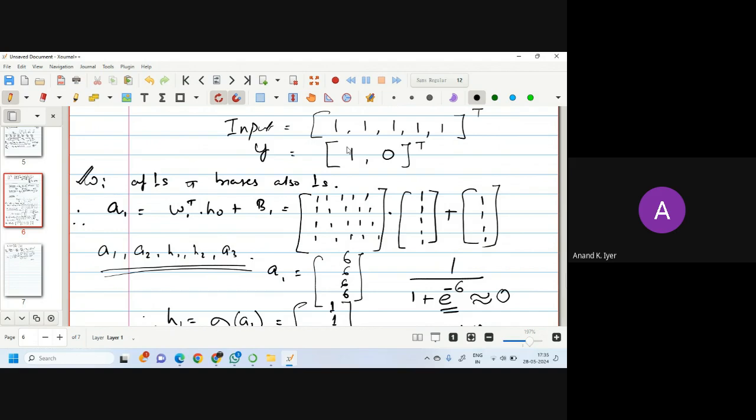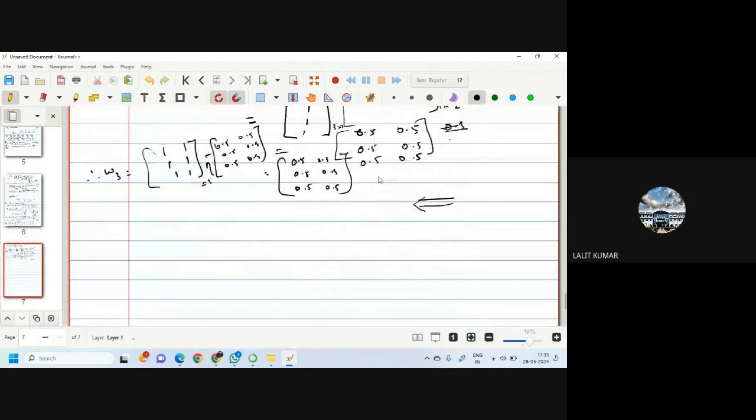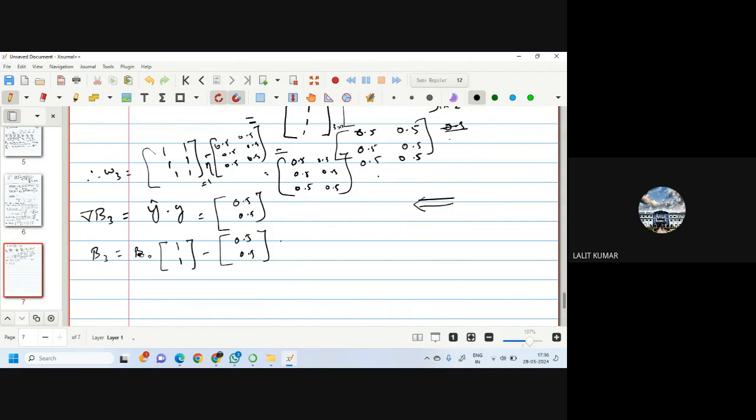Fine. But there are some silly doubts actually. No problem at all. So now we come to B3. B3 we had realized is nothing but y hat minus y. So it is 0.5, 0.5. So B3 will become B3, which is 1, 1 minus 0.5, 0.5. So this also becomes 0.5, 0.5.